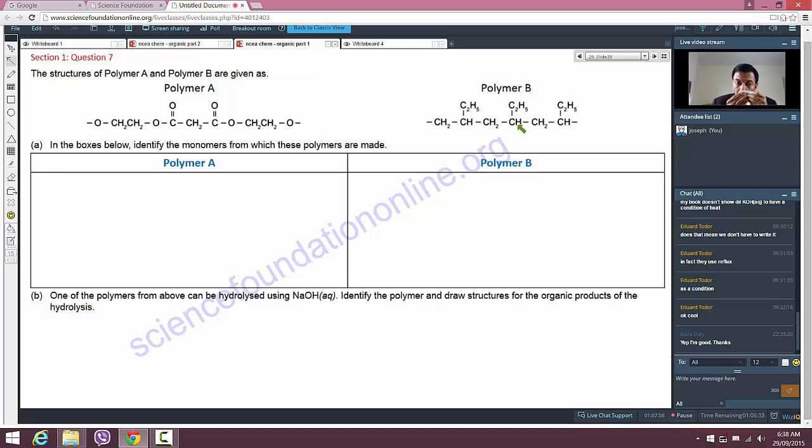Okay. Now, how can we identify these? So I said over here you have CH2CH2 with OH groups on either end. So there you have one of the monomers that's needed for polymer A. The other monomer will be the alkanoic acid with the CH2 in the middle and the two C double bond OHs at the two ends. That's actually called propandioic acid because there are two alkanoic acid functional groups. So those combine together to give that condensation polymer.